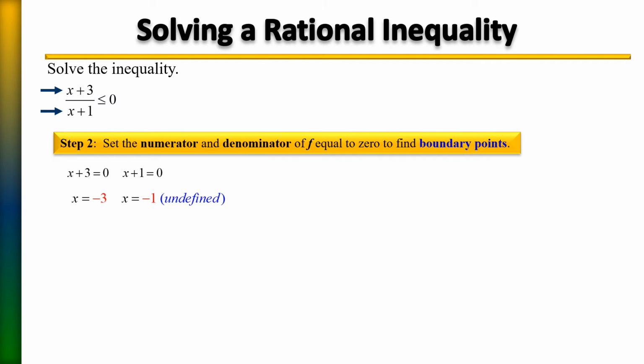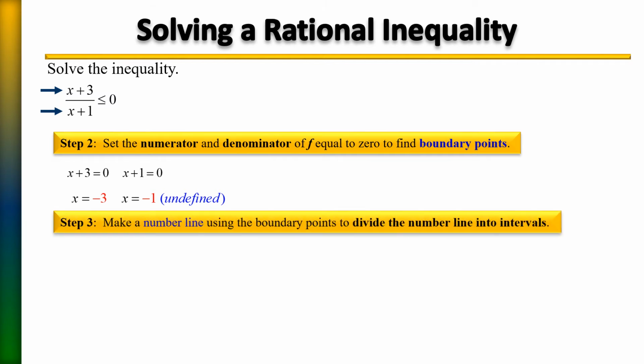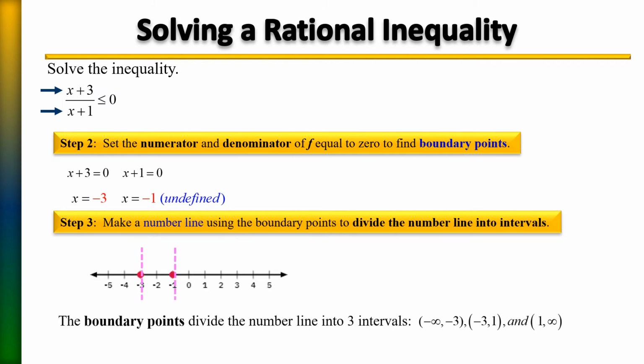Let's go ahead and look at what our number line would look like with these boundary points, because it's these boundary points that are going to divide our number line into these three intervals, and that's going to be from negative infinity to -3, and then from -3 to -1, and then the last interval there is from -1 to positive infinity.